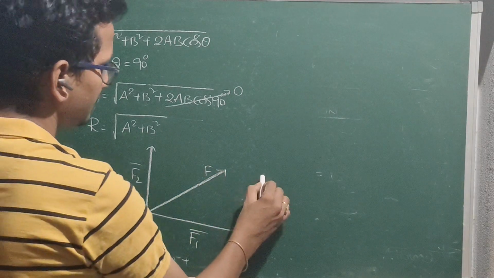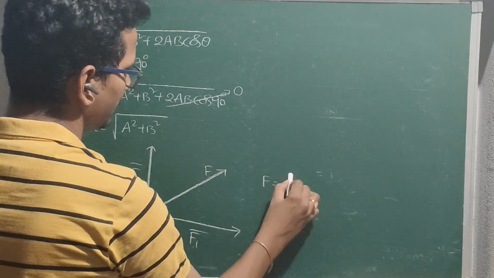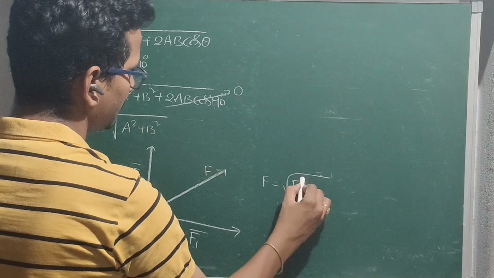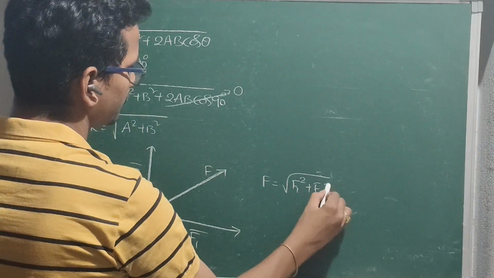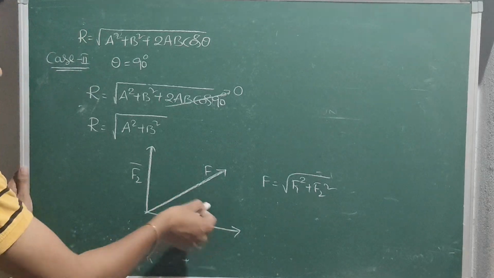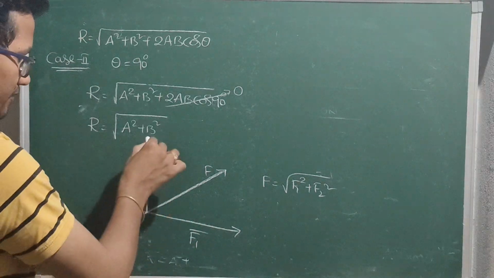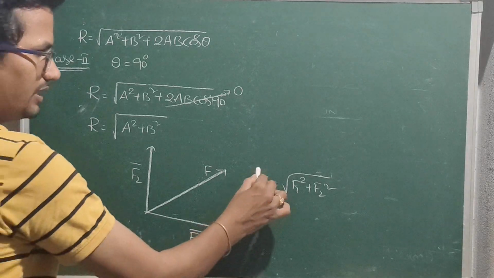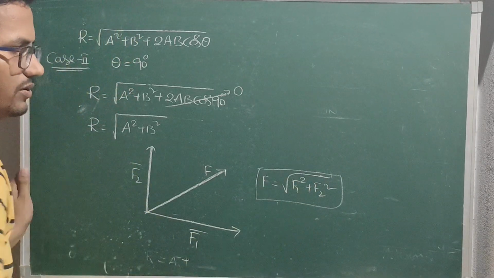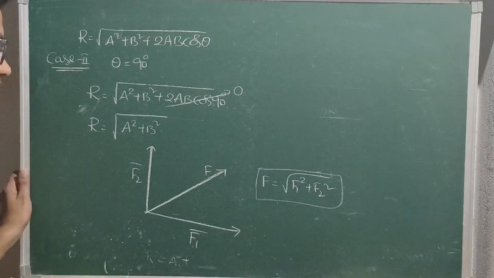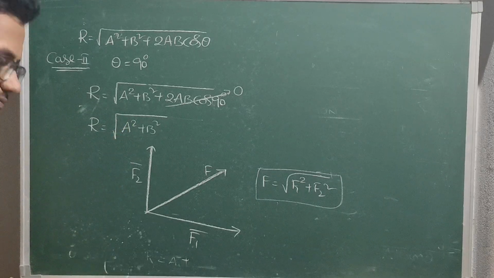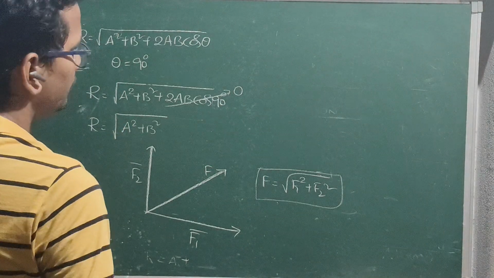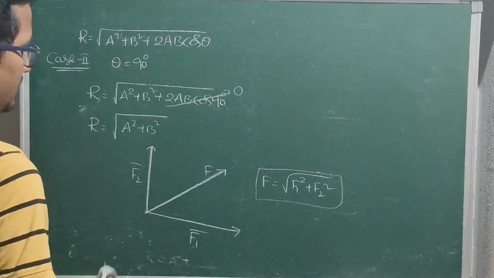How can you write the resultant force? F is equal to square root of F1 square plus F2 square. Yes or no? Already we discussed this in the previous classes. If the forces are perpendicular and the body is moving other than along the x-axis and y-axis, what we write for magnitude is F equals square root of F1 square plus F2 square. Same we are getting. Those are two forces acting on the block.